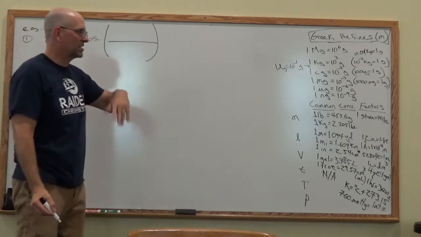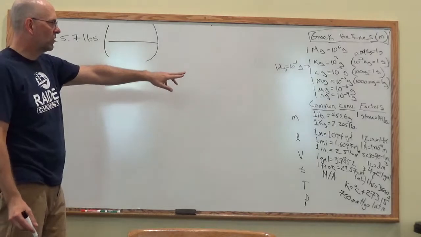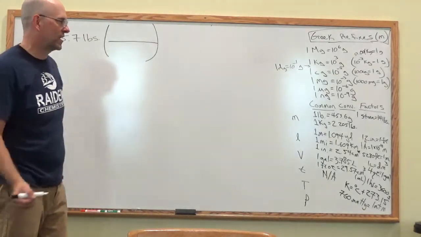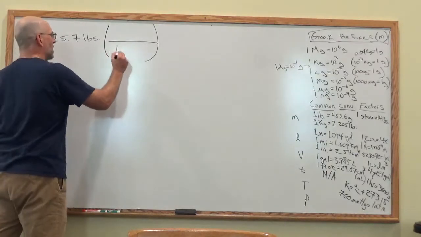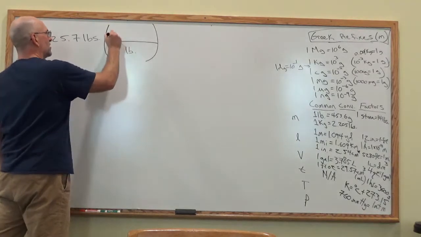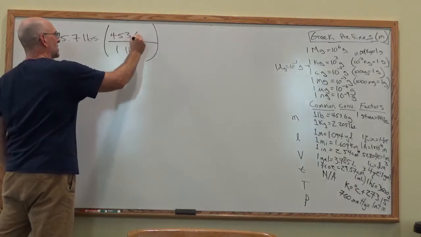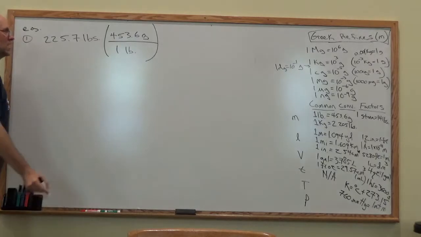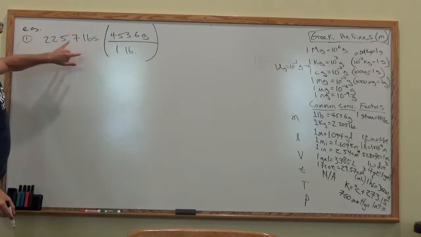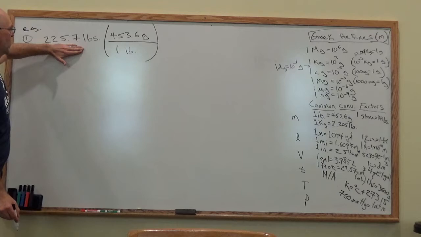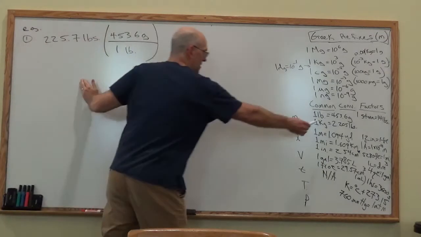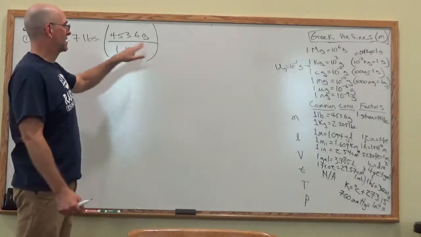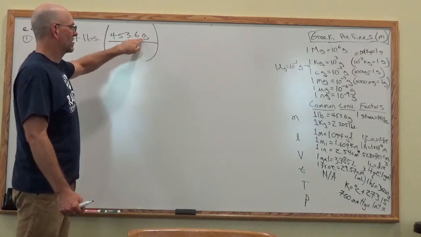So let me just show you, I'm probably talking too much. We know that a pound is 453.6 grams. I'm making this one slightly more complicated than it needs to be. I know that 1 pound is 453.6 grams. Always write the units. Always, always, always. Now, why do we do it this way? If we have 225.7 pounds, that's going to be a whole boatload of grams, because 1 pound is 453.6 grams.